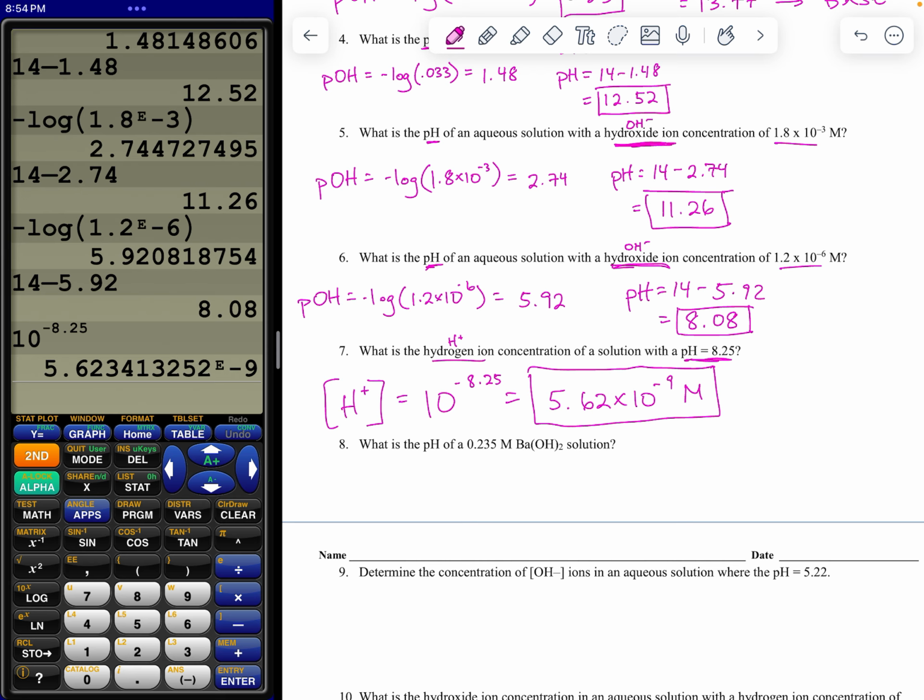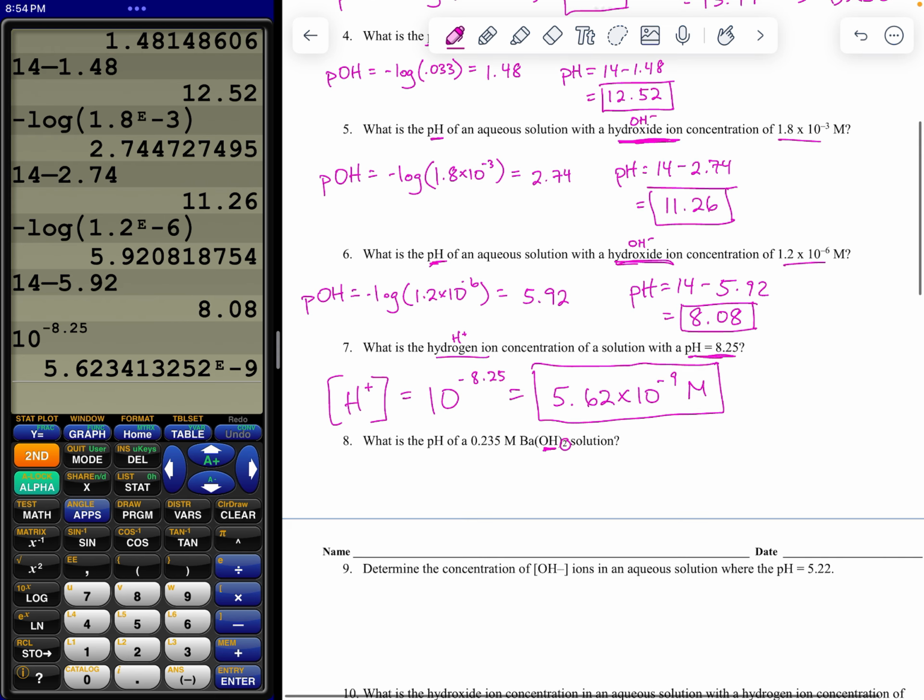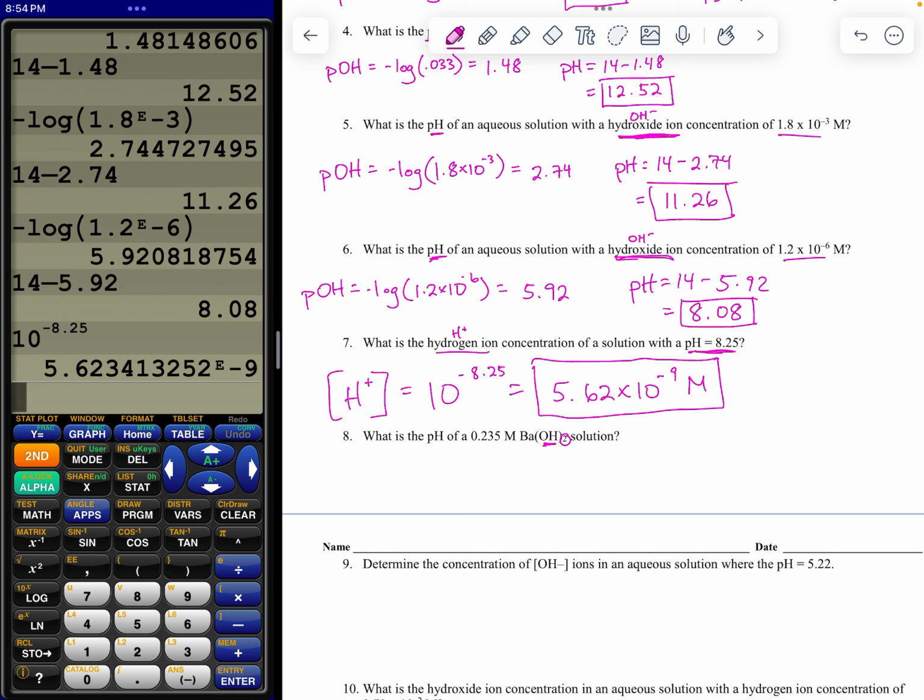What's the pH of a 0.235 molar Ba(OH)2 solution? Now, we did this one in class, but I'm going to do it again because you notice that there's two hydroxide ions that are a part of this base, right? So before we do anything, we take the concentration that's provided and multiply it by 2, since there's actually two hydroxides that are going to be formed when this is dissolved in solution. Again, pH and pOH are different. I find pOH based on having a base like this.